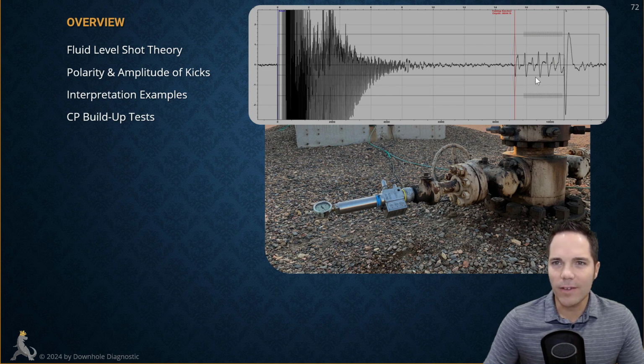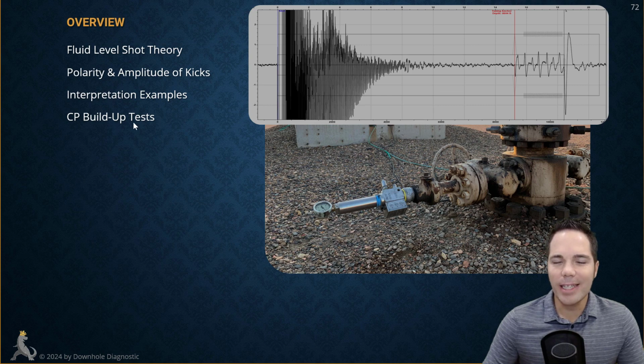What's important is the fact that there is a polarity to the kicks, down kicks and up kicks, indicating different things, but also the amplitude of the kick. How much does it deviate away from this zero baseline right here? Basically the height of the kick indicates how much energy is reflected. So we're going to look at that and look at lots of examples, so we have plenty of examples to ground your knowledge in interpreting the acoustic trace.